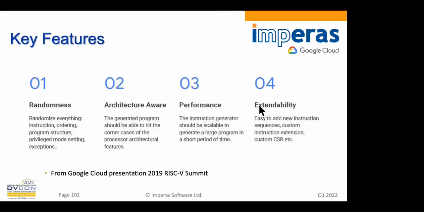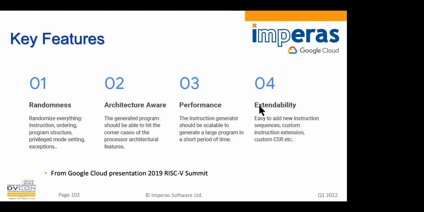So let's now look at the Google Cloud one. So this is actually from a presentation that they did back in one of the earlier RISC-V summits. And the focus that they were doing, this is when they talked and announced it, was there needs to be several key features in a test generator.